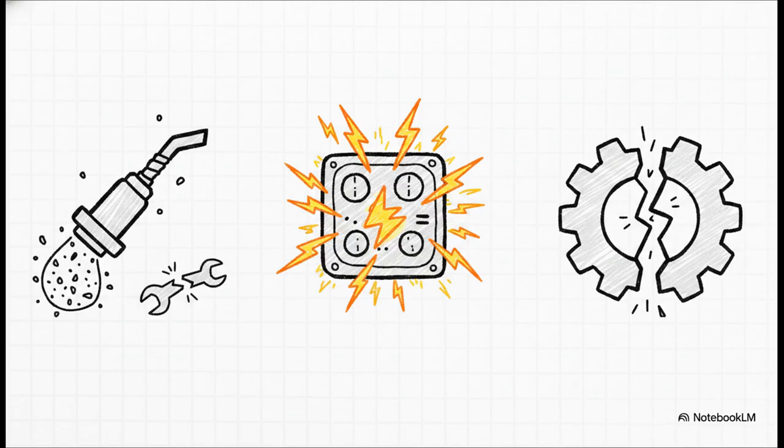Based on the source data, experts have laid out 3 neutral, scientifically plausible theories. Theory number 1, fuel contamination. Things like water, debris, or incorrect fluids could have clogged the engines.